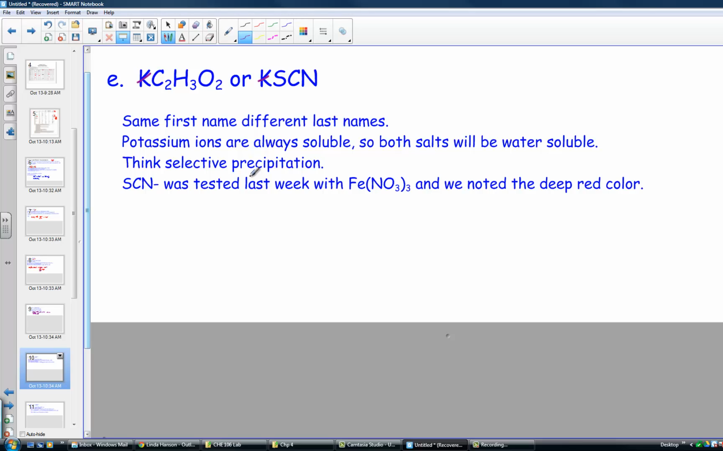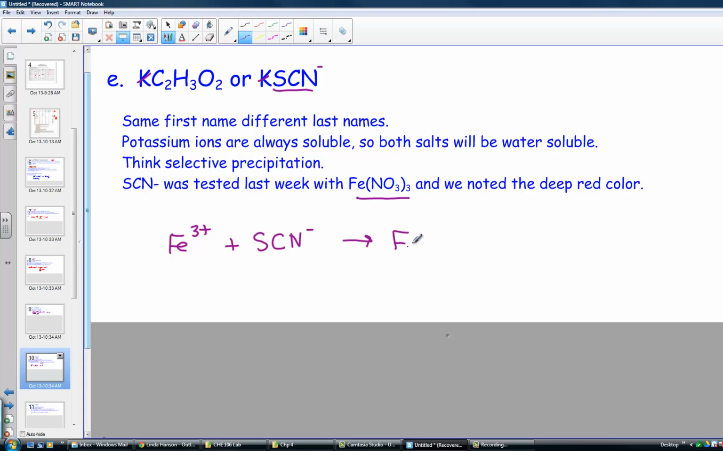So I have to think about selective precipitation. And I remember working with this potassium thiocyanate last lab, and we introduced the iron nitrate and noted the deep red color. Acetates are always soluble, but I can get the thiocyanate to precipitate out by introducing the iron ion. So as a reagent, I would add iron 3 nitrate so that I can selectively precipitate out the thiocyanate and look for that deep red color.